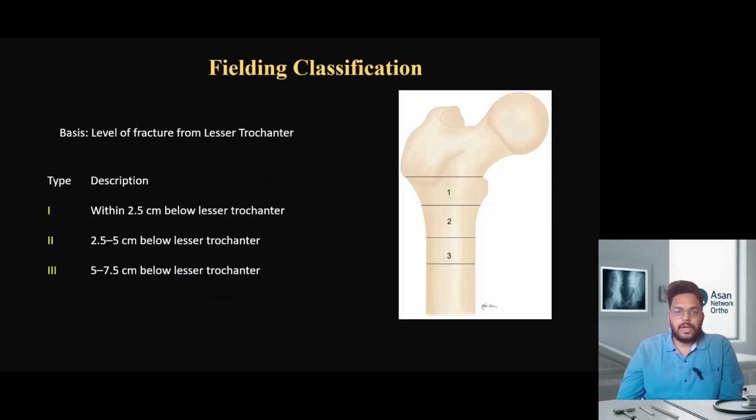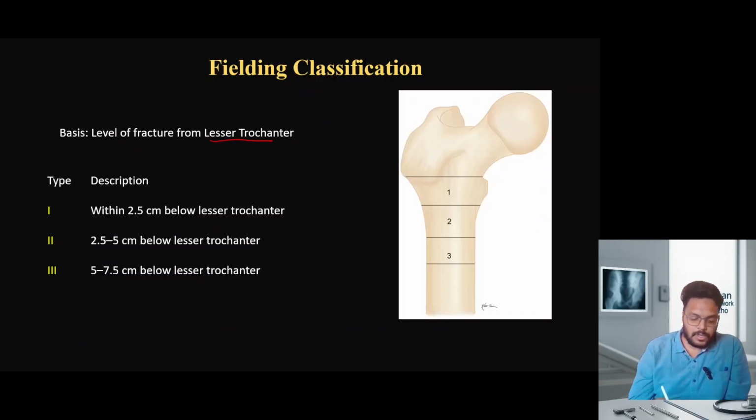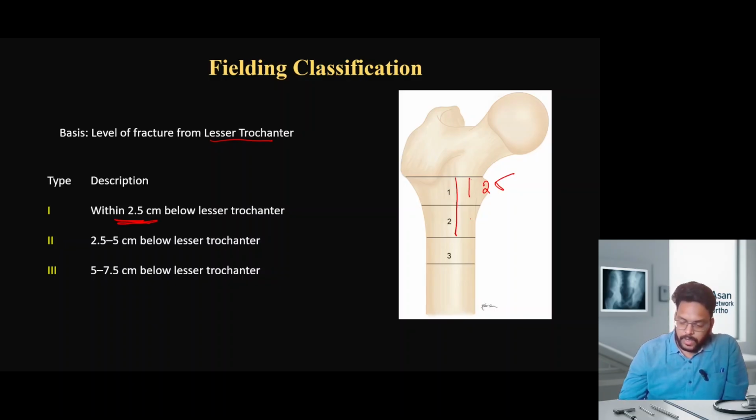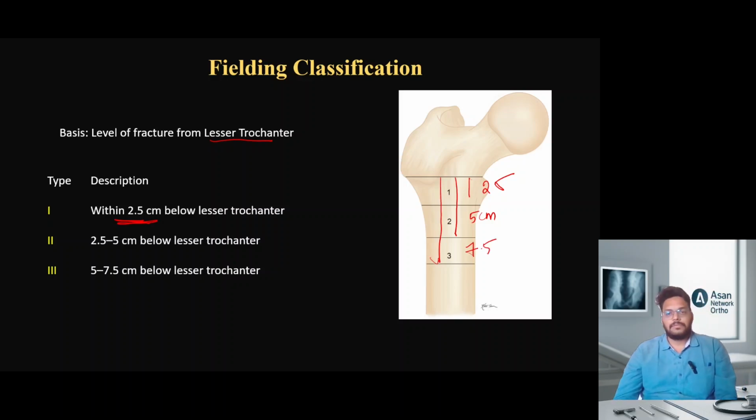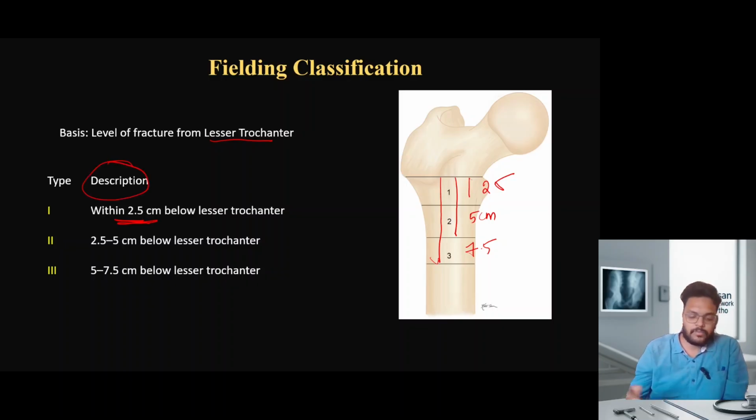The first type, Fielding's type, is based on the level of the fracture from the lesser trochanter. Within 2.5 centimeters below the lesser trochanter, it is type 1. If it is 2.5 to 5 centimeters from the lesser trochanter, it is type 2. And if it is 5 to 7.5 centimeters, then it is type 3 of Fielding's classification. It is just a descriptive type of classification. It is not in use now and has been obsolete till date.